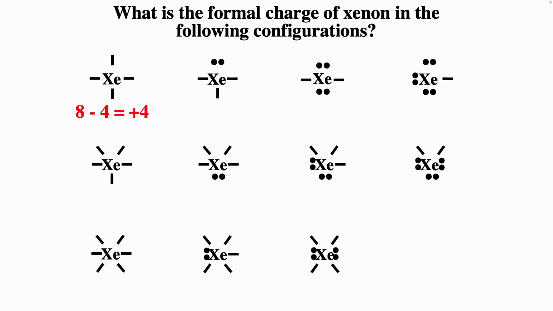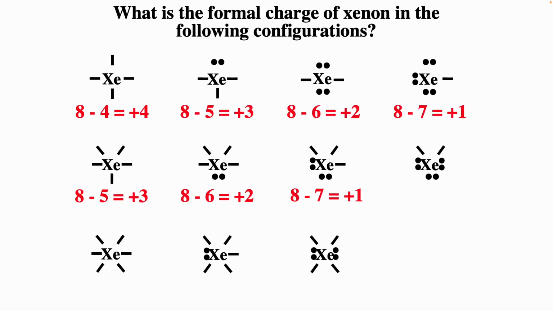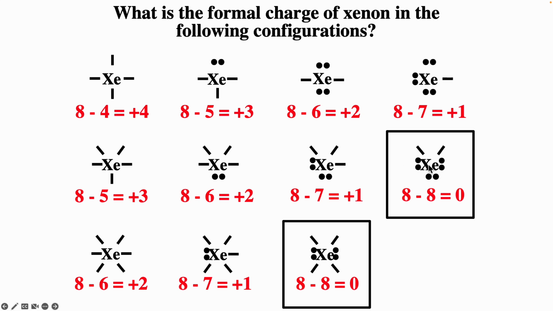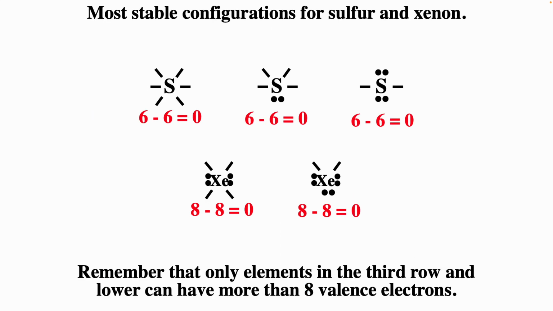We can do the same thing with xenon. Xenon's free atom has 8 valence electrons. And so again, here we find 2 of the stable structures for xenon. In this one, xenon is surrounded by 2, 4, 6, 8, 10. But again, elements in the 3rd row and lower can have more than an octet. And so xenon is below the 3rd row. In this one, xenon is surrounded by 2, 4, 6, 8, 10, 12. And again, that's okay because we see that we have a formal charge of 0. So we can understand the exceptions to the octet rule, to the noble gas rule, based on formal charges. And so those are the most stable configurations for sulfur or xenon.